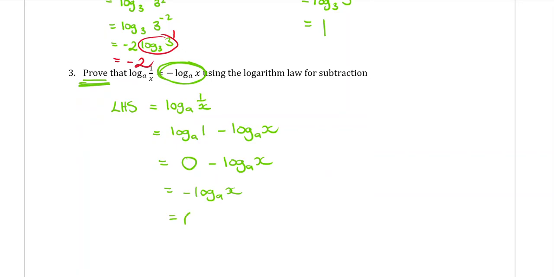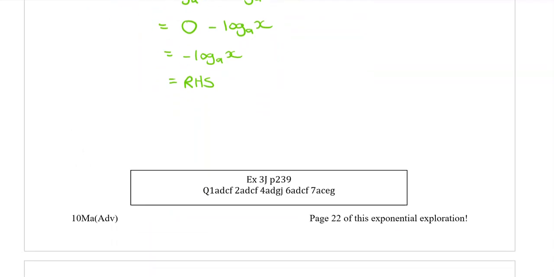So I write here equal to the right-hand side. So I've shown that I've started with one side of the equation, I've simplified it down and ended up with the right-hand side of the equation, and that is the best way to set out a proof. Can you please do exercise 3J?